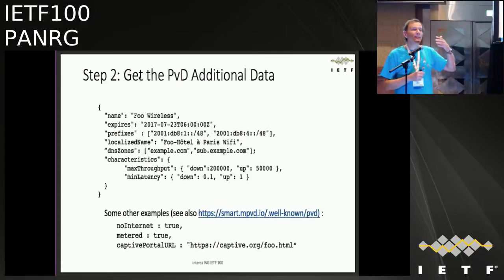But we can also put there some characteristics of the network. Until now, we only put the first hop. So let's say between the CPE and the access network, because typically you know the maximum bit rate and the minimum latency. If it's a satellite link, you know it's a couple of tens or hundreds of milliseconds there. But there are other examples. I don't know whether you can read at the bottom of the slide, but we can say, for instance, that it's a captive portal. That's also important for the application.